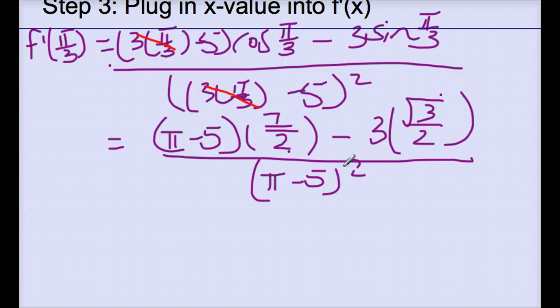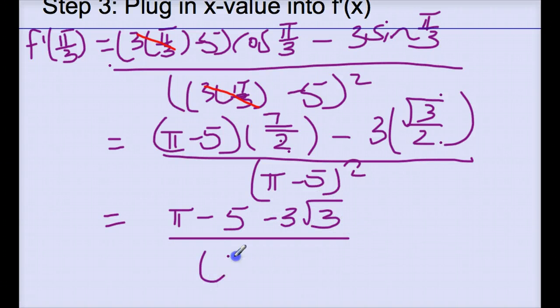Once again, I don't like fractions in a fraction, so I'm going to push down my common denominator of 2. What we'll get is pi minus 5 minus 3 radical 3 all over pi minus 5 squared.